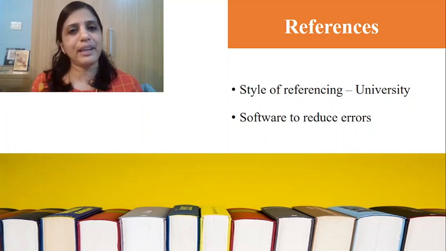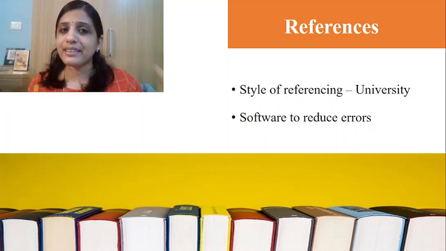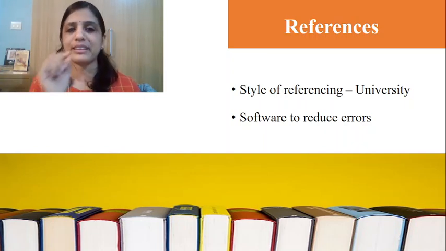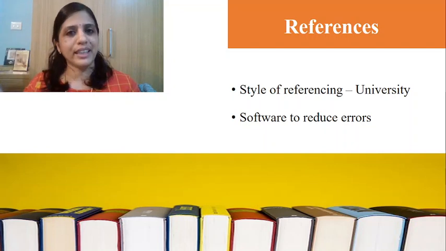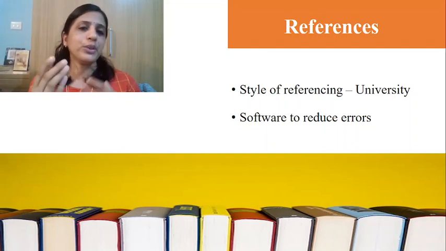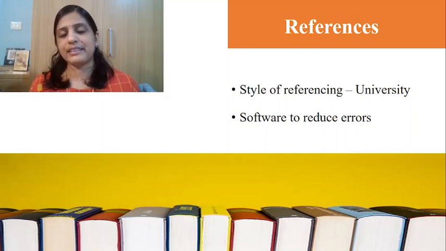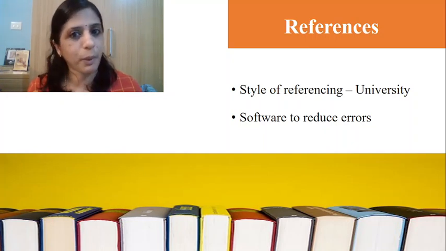A simple tip I'll tell you: Vancouver style means in-text referencing. Within the text, whenever you are referencing, you highlight it by a superscript number, say 1, maybe 2, 3, 4, again a 1 may come, again 2 may come. So you should know the order of writing the Vancouver referencing style, both in-text as well as at the end of the research proposal.